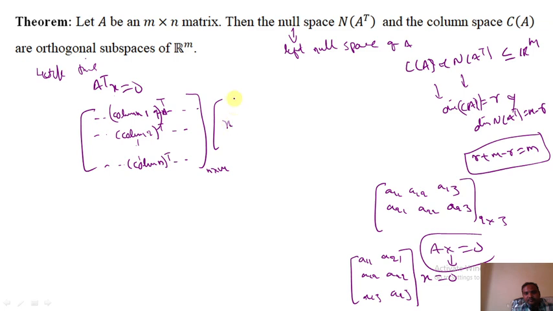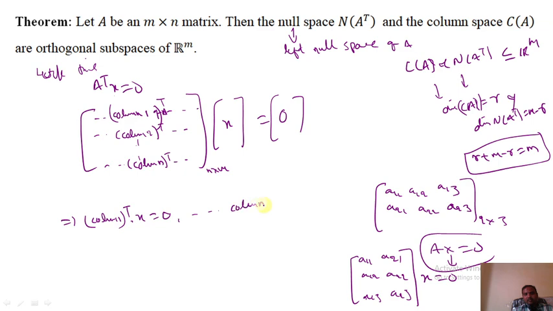So take A transpose x equal to 0. Now when you multiply column 1 transpose into x, you get 0, and so on. Column n transpose into x is also 0. That means each column multiplied with this null space vector gives 0. This means the left null space is orthogonal to the column space.